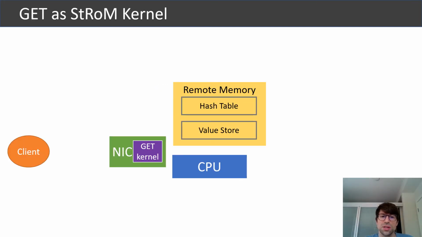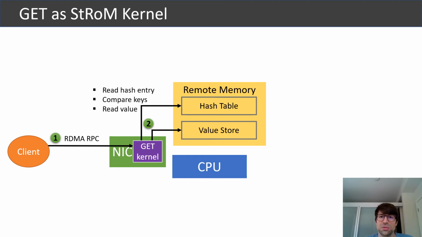As you can see, we implement the GET operation as a StRoM kernel and deploy it on the remote machine. As a first step, the client invokes an RPC on the remote NIC using the RDMA RPC command. This command contains the required parameters for the operation. This request is then processed by the GET kernel, which accesses the hash table in the host memory to retrieve the hash table entry. It compares the keys in the entry with the lookup key, and based on this determines the address of the value.